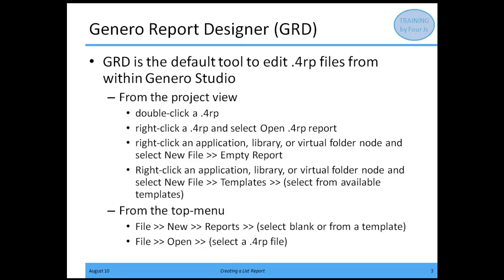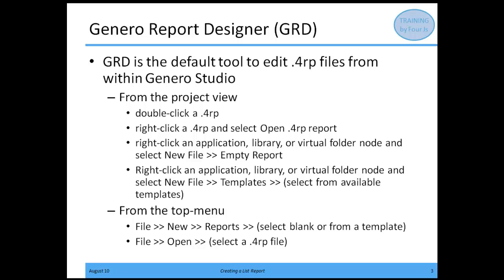If you're creating a new report, you can right-click on an application node, a library node, or a virtual folder node, and you can select the new file, Empty Report. You can also right-click an application, library, or virtual folder node and select New File, Templates, and then select from the available templates. From the top menu, you can do File, New Reports, and then you can elect to either create an empty report or to create a report from a template.